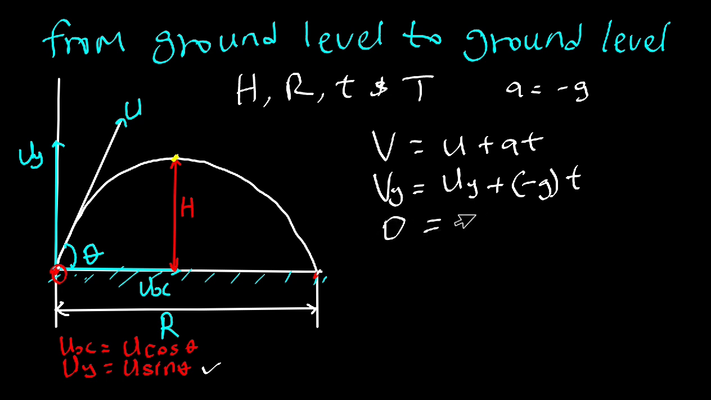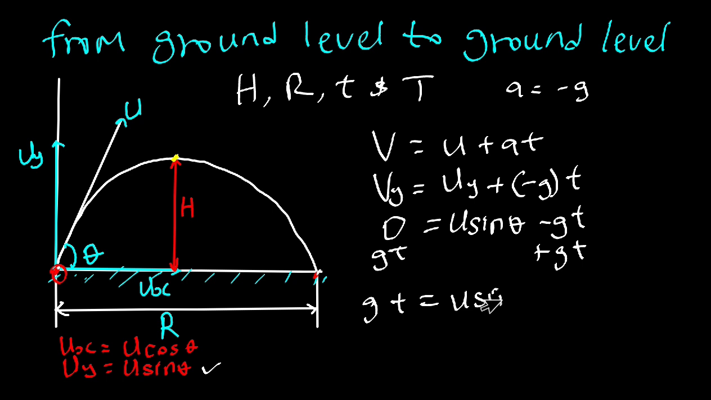Now this will be equals to uy, we're going to replace it with u sine theta, then plus times minus is minus g times t. So let's add gt to both sides. We're going to have that gt is equals to u sine theta. So let's divide both sides by g, and then this and this will go. We'll be left with our t, which is the time to reach this maximum height from this point to this point, is going to be equals to u sine theta divided by g.